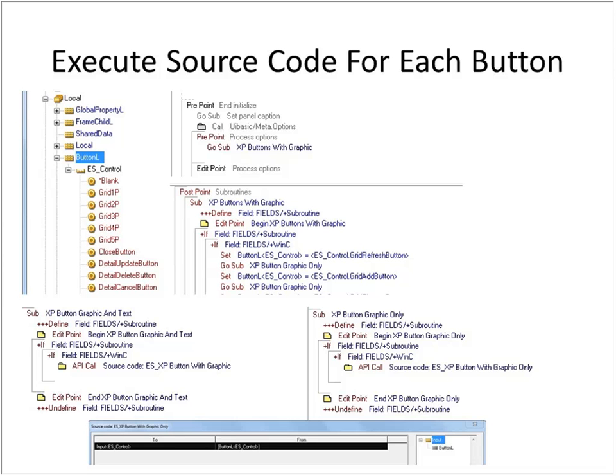Because everything you're doing here really only applies to the C++ client. So if we're generating for WinC, then we want to execute a subroutine for each of them controls. So what I do is I just set the ES control field equal to a value of grid refresh button, and then execute the subroutine of XP button graphic only. So basically, you're going to execute the appropriate subroutine for each button on your panel. But this code happens very, very fast, absolutely no negative impact on the performance of your application.